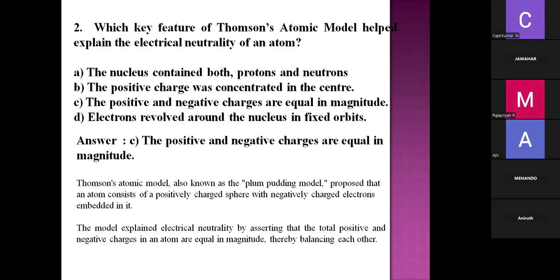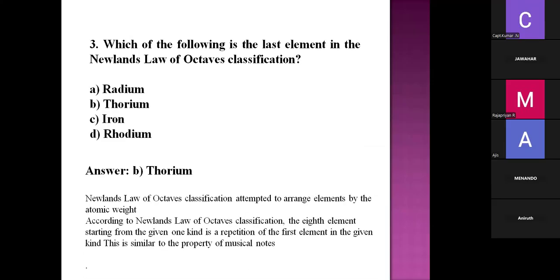Option A, radium. Option B, thorium. Option C, iron. Option D, rhodium. What is the correct answer? Again, which of the following is the last element in Newlands' law of octaves classification? Option A, radium. Option B, thorium. Option C, iron. Option D, rhodium. The answer is option B, thorium is the correct answer.